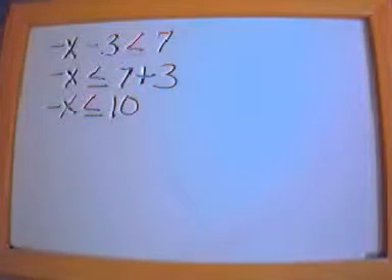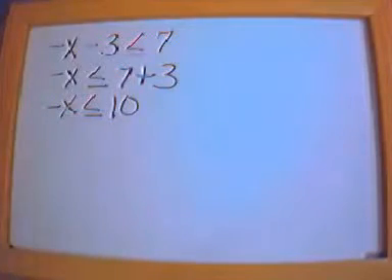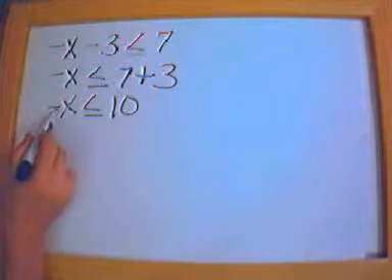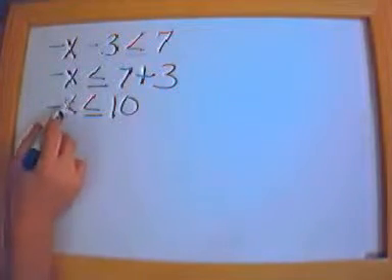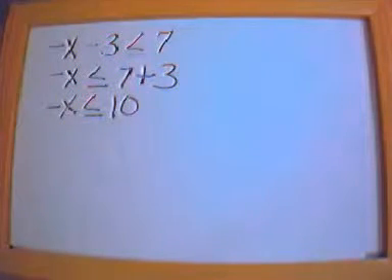Now that's pretty darn good, but I want x by itself. So in order to get x by itself, I need to divide by negative 1, because this is really negative 1 times x. So I can divide by negative 1 and that'll get rid of the negatives, and I can divide by negative 1 here.